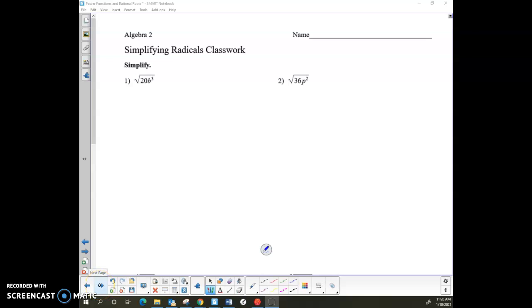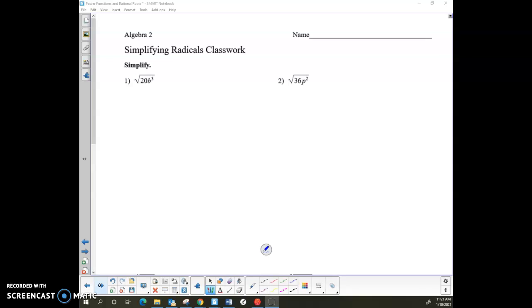Right, so last week we talked about solving radicals by changing them into rational exponents. All right, today we're just going to focus on simplifying. So making these in a simplified form.